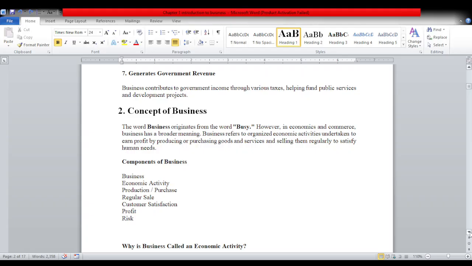Components of business are economic activities, production and purchase, regular sale, customer satisfaction, profit, and risk. We have almost covered all the components of a business. Business runs economic activities, it produces goods and services, it sells the product and services at a particular price to satisfy the customer requirement or demand. It will definitely earn profit by selling goods and services, but one important element is that business is also associated with risk, right? Risk is definitely an important part of a business.